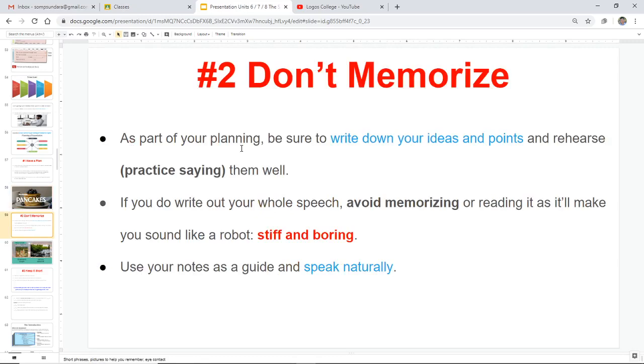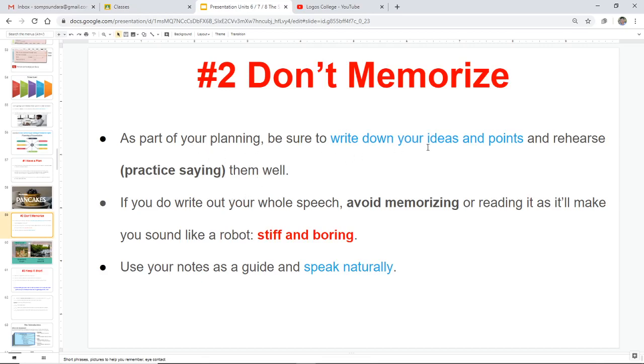Don't memorize. All right, so I know this is very difficult for a lot of you. When I first started giving presentations, I tried to be perfect. I tried to memorize every single syllable of every word. All right, and that's not how you give an effective, excellent presentation. Right? You don't want to memorize your words. As part of your planning, be sure to write down your ideas and points and rehearse, practice saying them well.